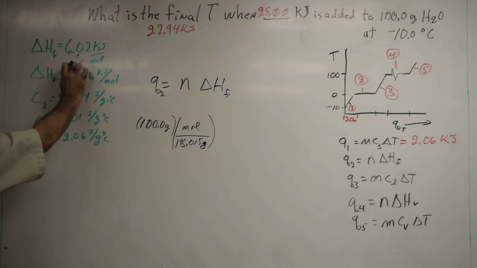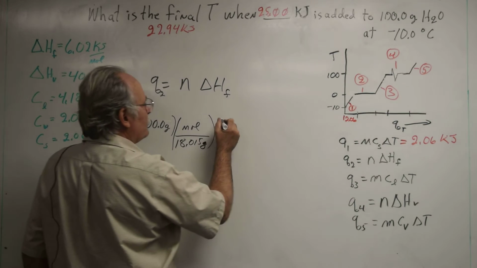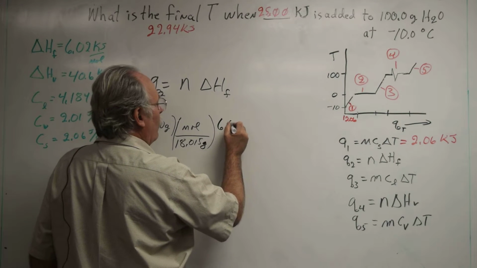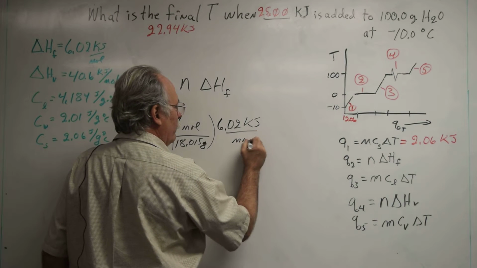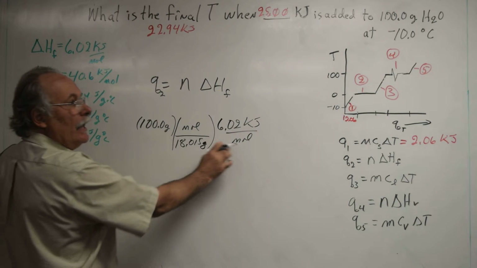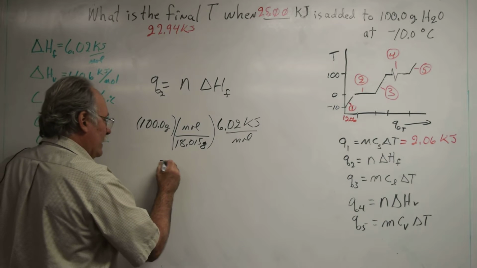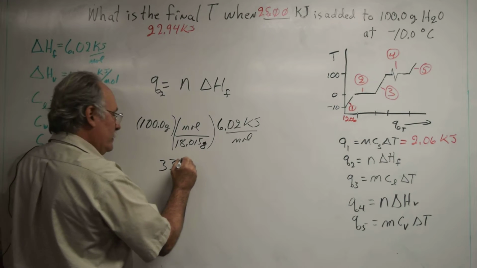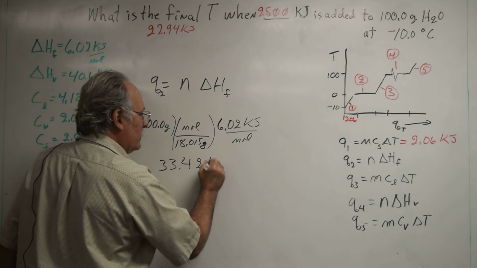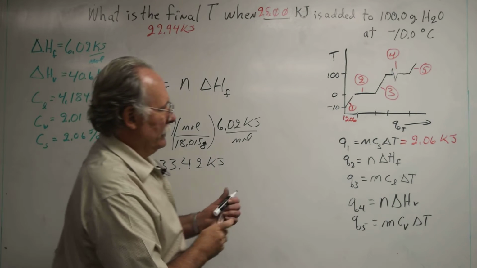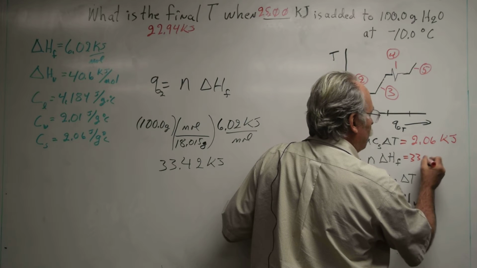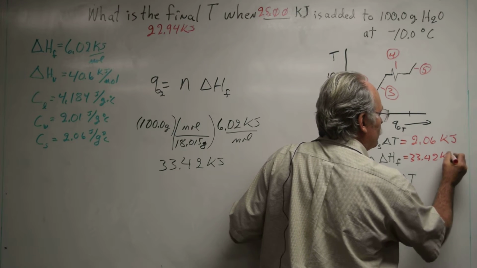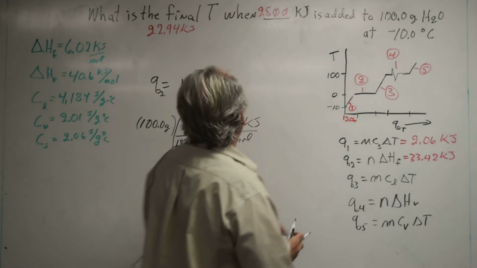And I know that the latent heat of fusion is 6.02 kilojoules per mole. So I get out my calculator and do this calculation, and I get 33.42 kilojoules. So what that's telling me is that it takes 33.42 kilojoules to melt the ice.